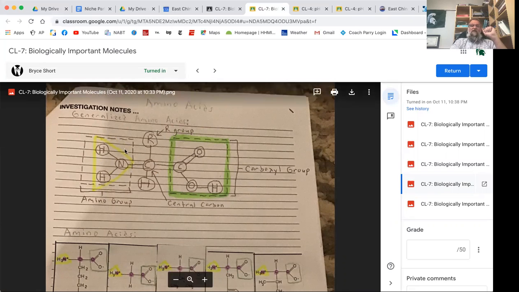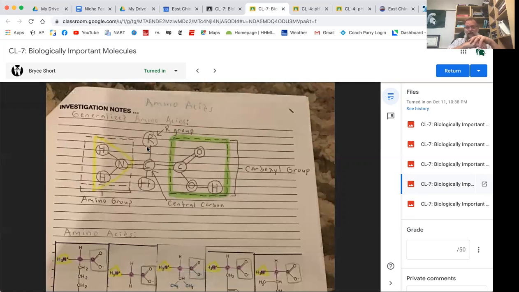This forms what's called the backbone of the protein. The only thing that changes is the R group. The R group is a generic name for the 20 different groups you can attach to the central carbon. And because there's 20 different R groups you can attach to the central carbon, that means there's 20 different amino acids.